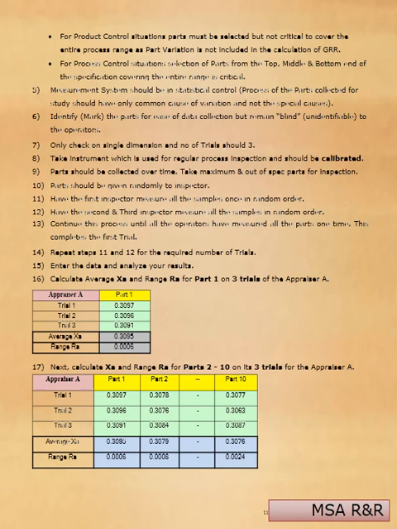Now calculate the average X-bar and range R for part 1 over 3 trials of appraiser A as below. Next, calculate X-bar and range R for parts 2 to 10 over their 3 trials for appraiser A as below.